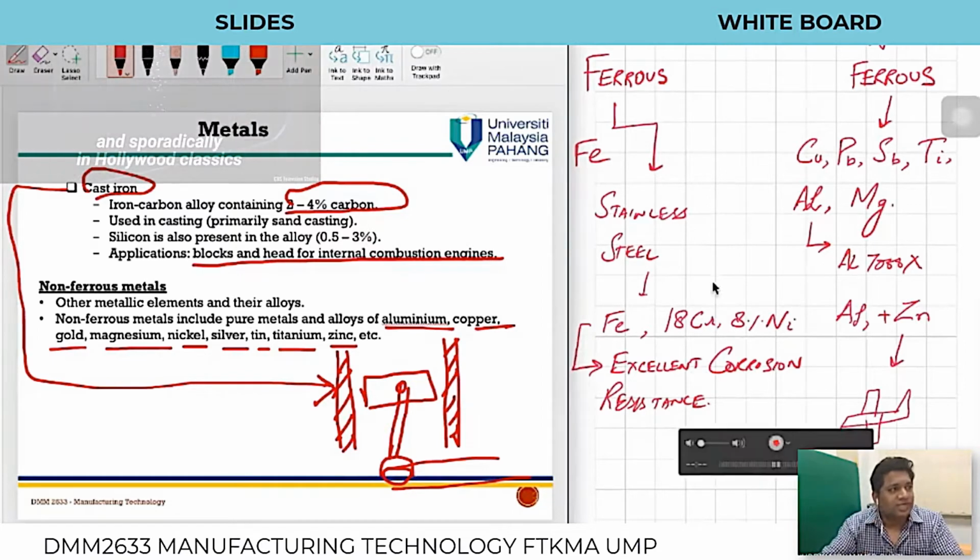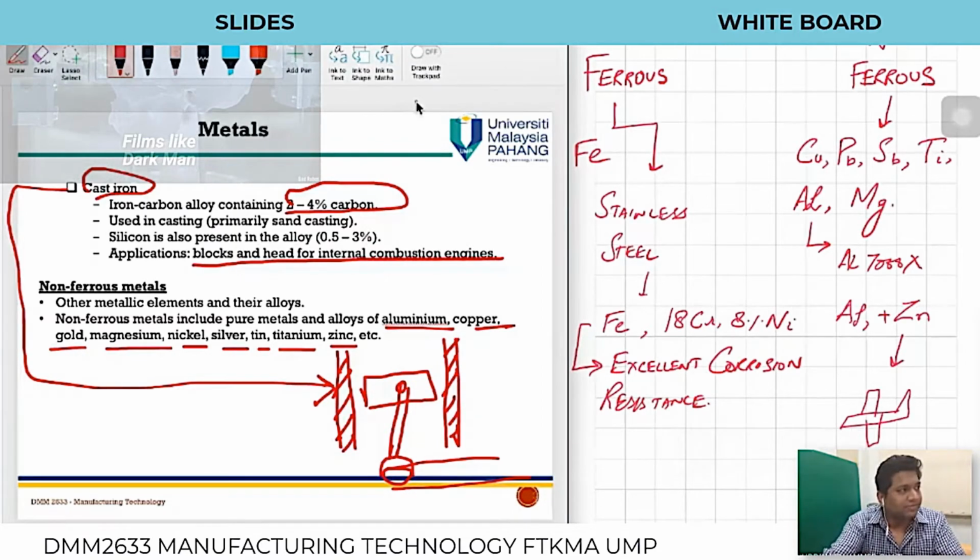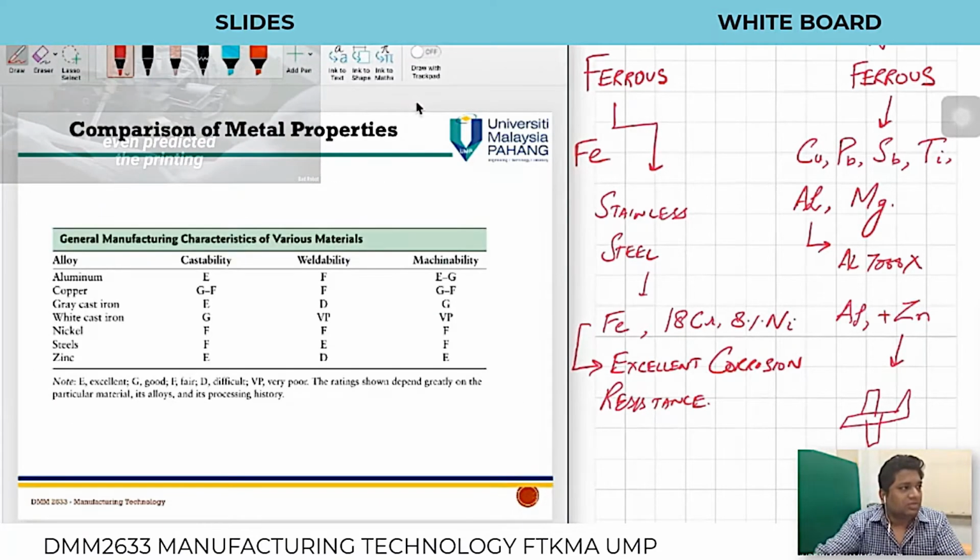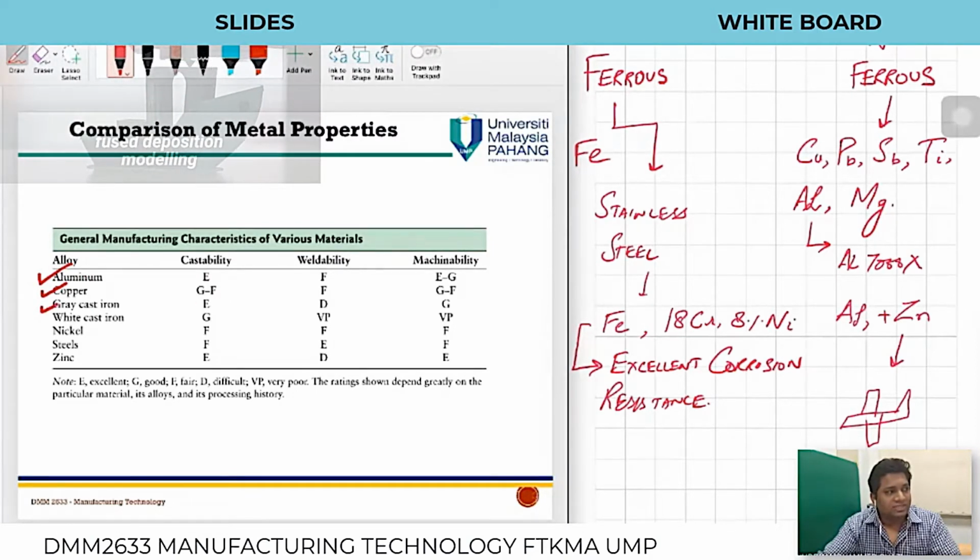Let's move to the second type of material, which is polymer. So these are basically a comparison of different metals: aluminum, copper. Easy to cast, excellent in casting. Aluminum is the best material in casting. Cast iron is very good in casting, but steel is fair in casting, not very good. Then weldability. Weldability of aluminum is okay, but steel is very good, excellent. So different materials have different advantages and disadvantages.